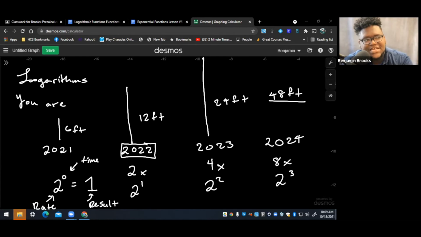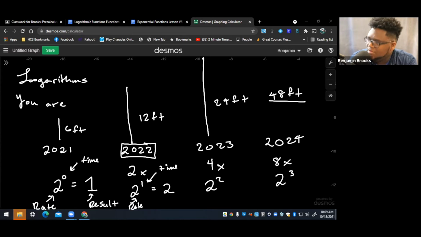So basically what I'm saying is at a rate of doubling each year, after 0 years, I will be the exact same size. My result will be the exact same size as when I started. Does that make sense? So let's rethink about how we did this first year. At a rate of doubling each year, after 1 year, my result is twice as big as when I started. Everybody following where I'm going with this?